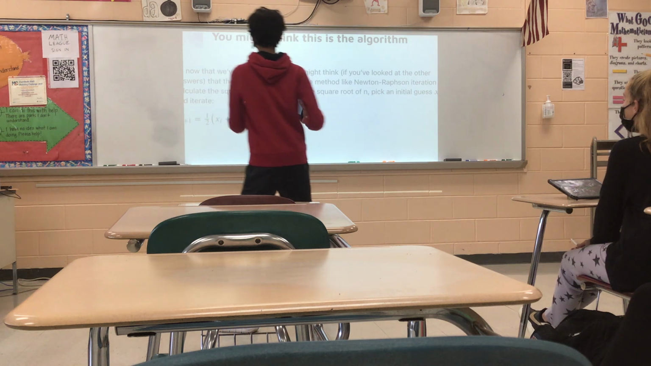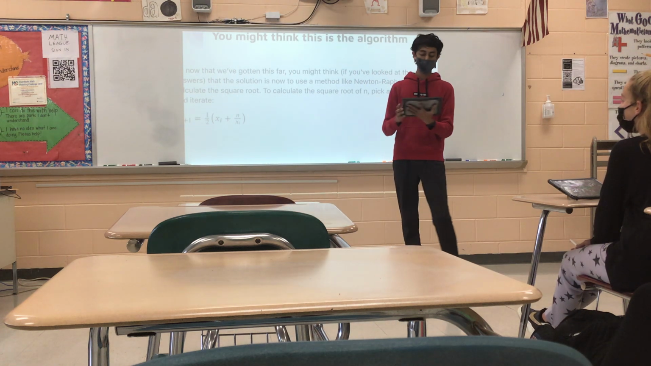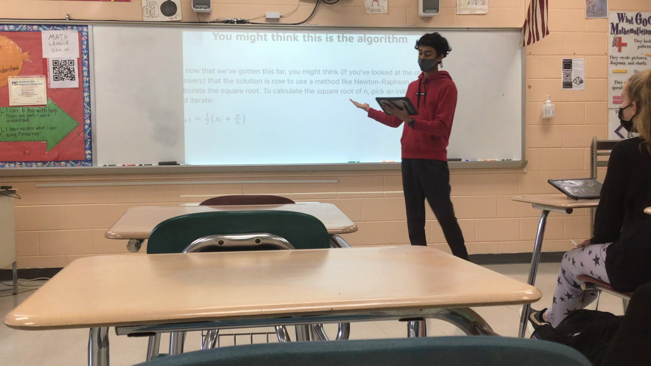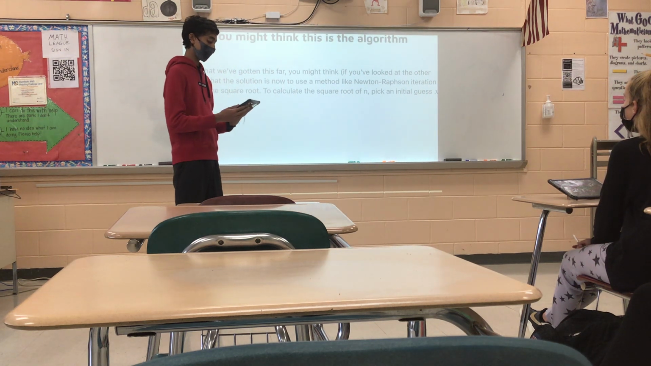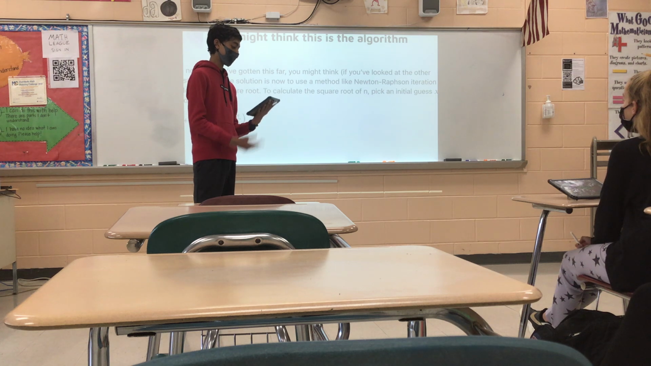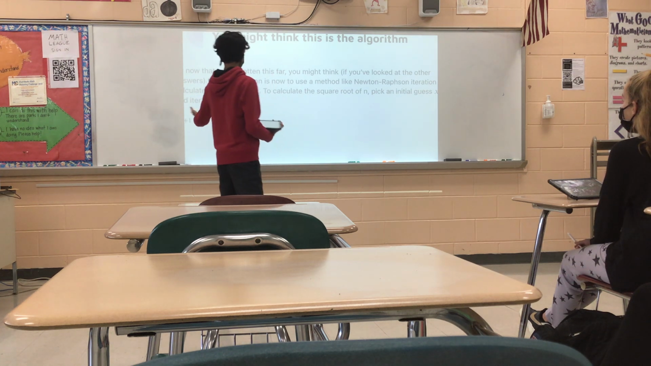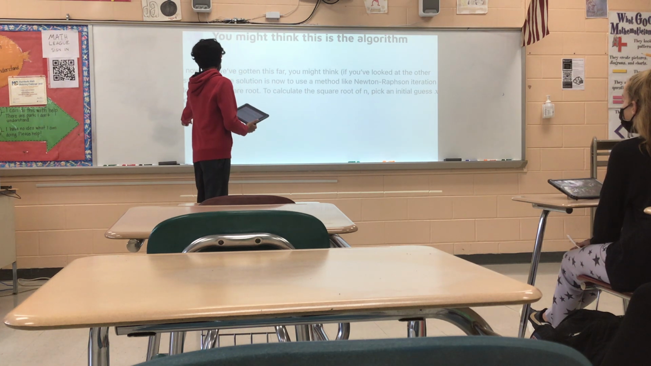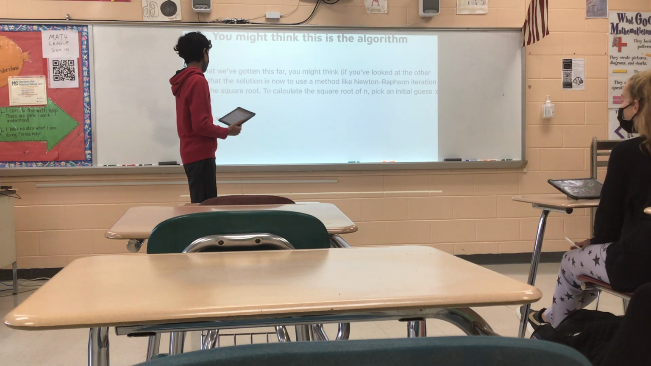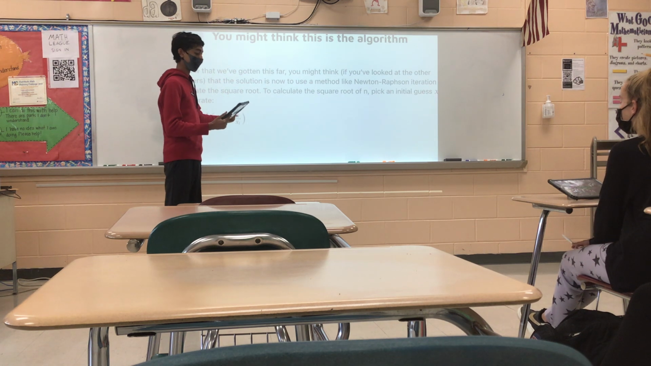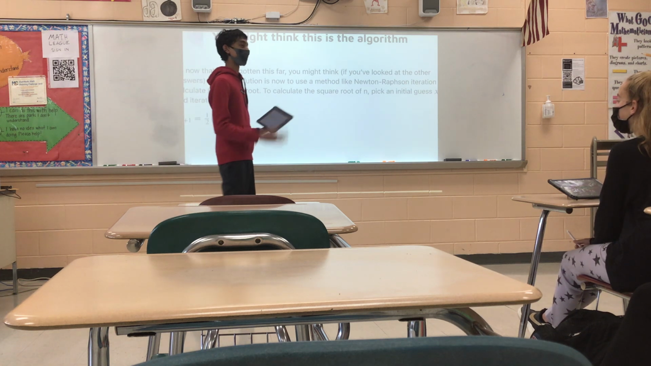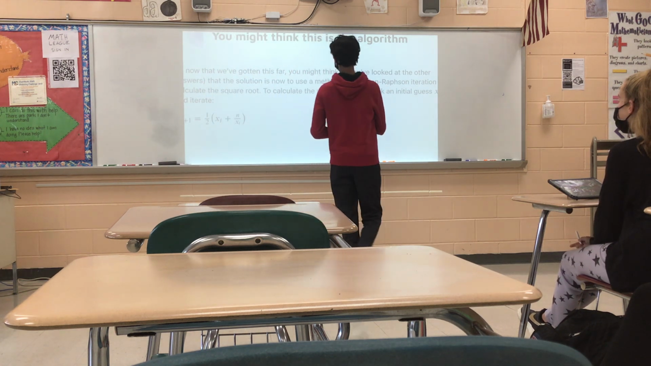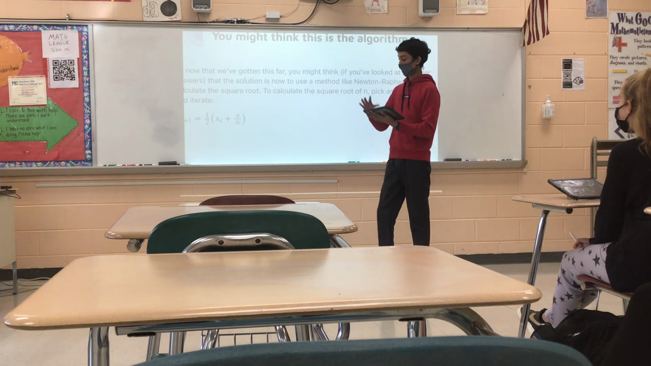It's a bit cut off, so let me just read it from my iPad. What he said is, now that we've gone this far, you might think, if you look at the other answers, that the solution is to use a method like Newton-Raphson iteration to calculate the square root. Basically, to do the Newton-Raphson, you do x_initial plus 1 equals 1/2 times (x_initial plus n over x_initial).